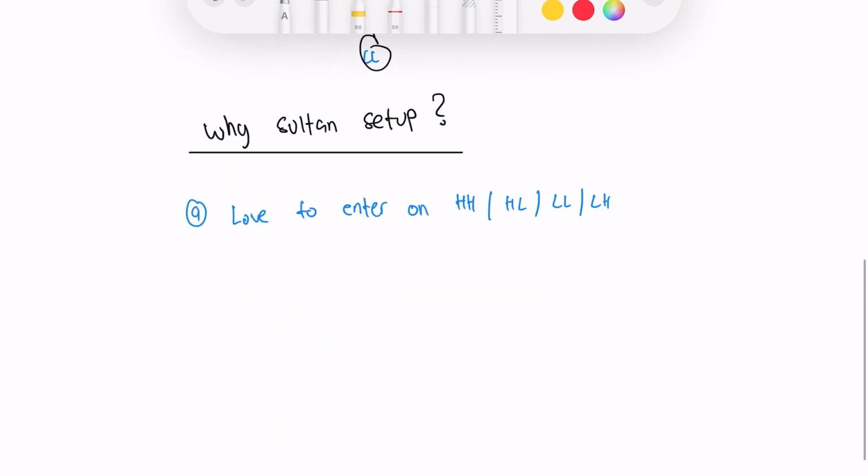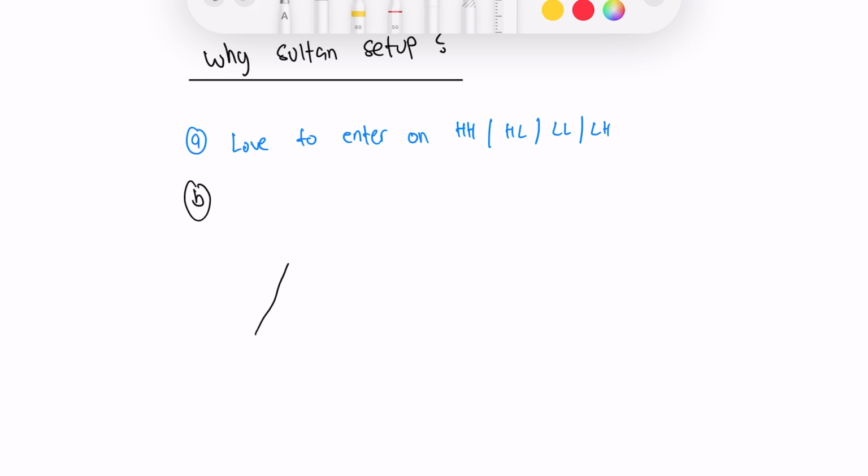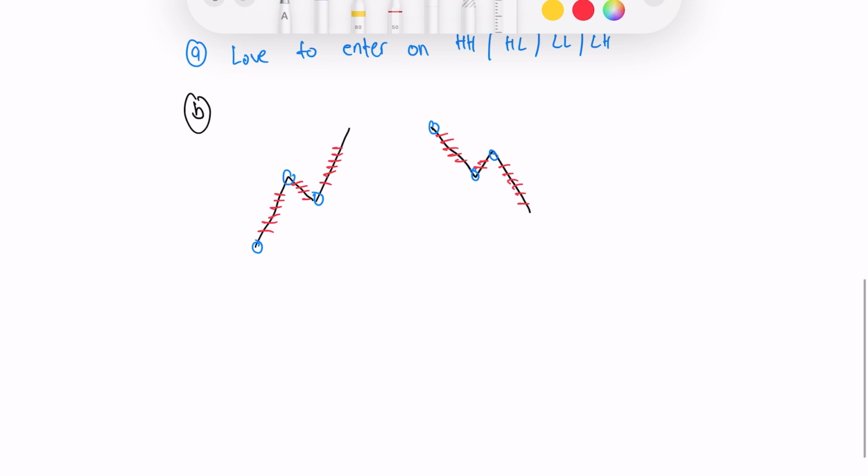Okay, but you need to understand, when you look at the chart, in a situation like this, or like this, people would normally enter here, here, here, but not everyone wants to enter here, here, or here. Okay, so Sultan setup is basically riding the wave.